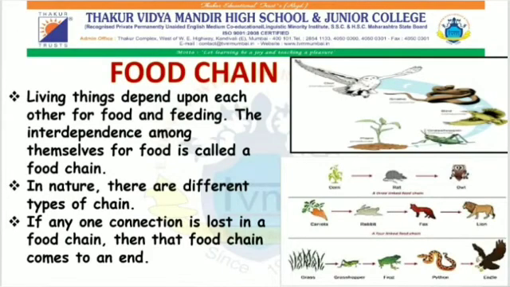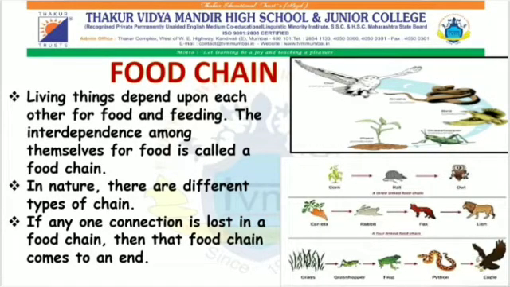Now, let's learn about food chain. Living things depend upon each other for food and feeding. The interdependence among themselves for food is called a food chain. Look at the first picture. Here we have a grasshopper who eats grass or leaves of the plants. Who eats the grasshopper? A bird eats the grasshopper. Who eats the bird? A snake eats the bird. Who eats the snake? An owl eats the snake. So here we can see a food chain is formed.